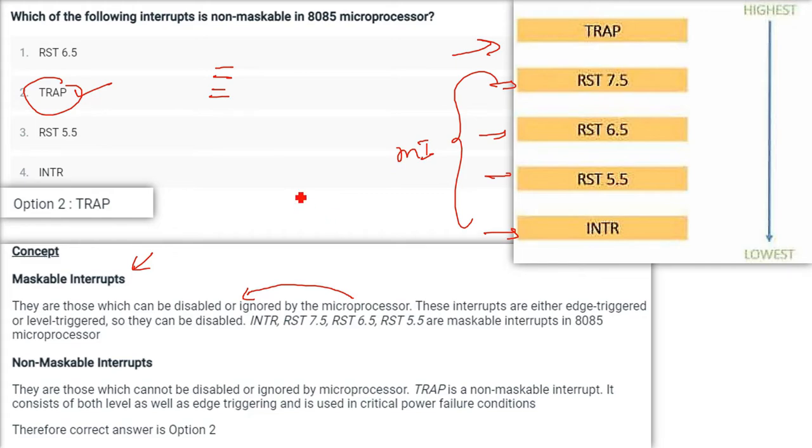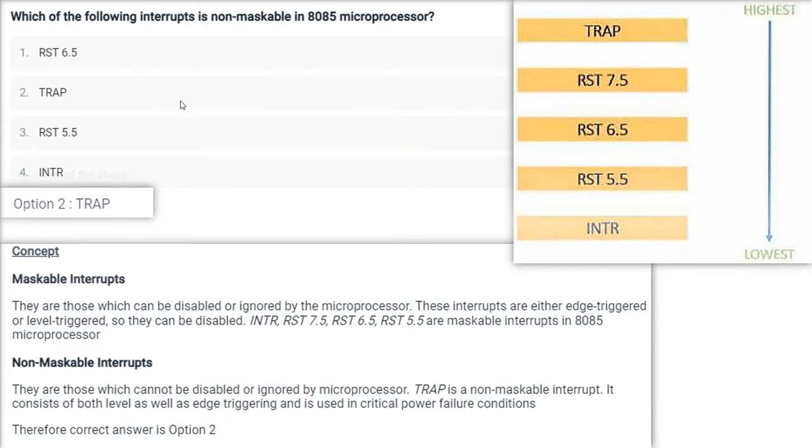When it comes to non-maskable interrupts, they are those interrupts which cannot be disabled or ignored by the microprocessor. The trap is a non-maskable interrupt. It consists of both level as well as edge triggering and is used for certain very critical things like power failure condition. In this condition, the microprocessor has to respond. Microprocessor has to do something else.